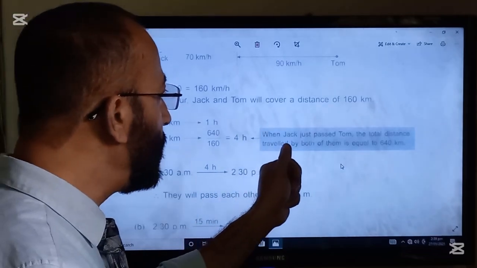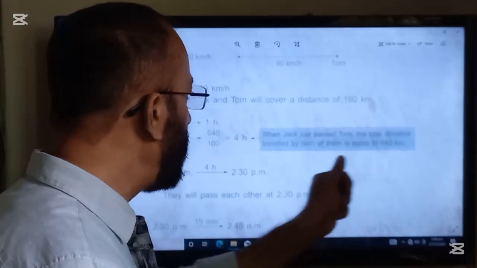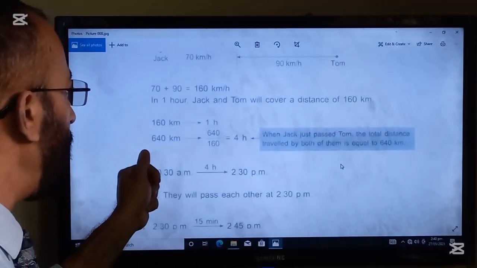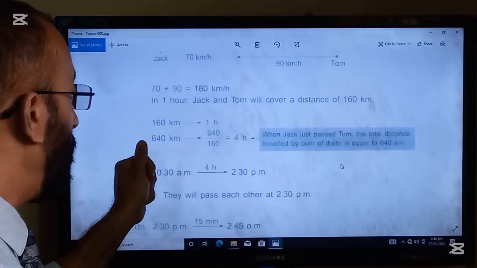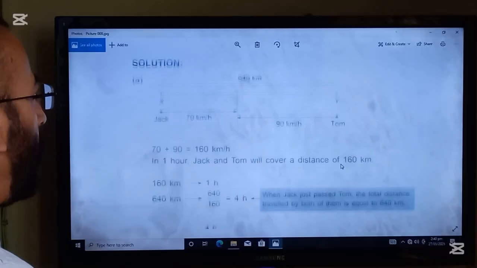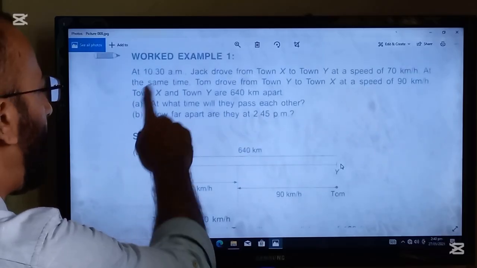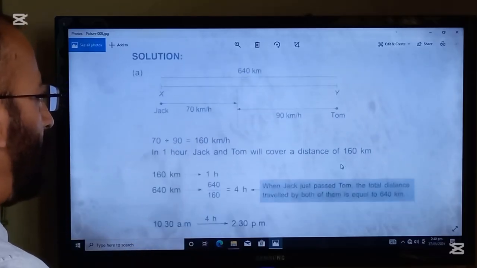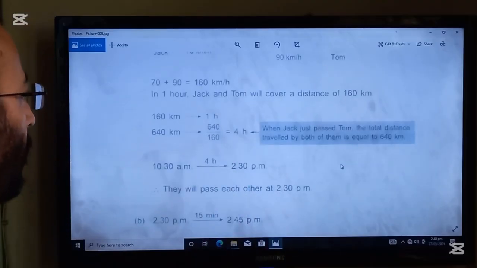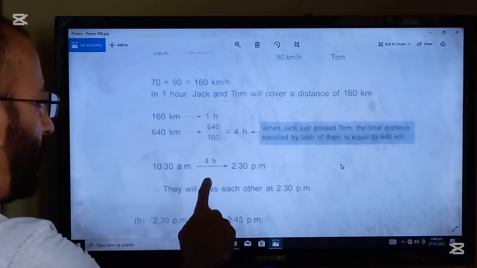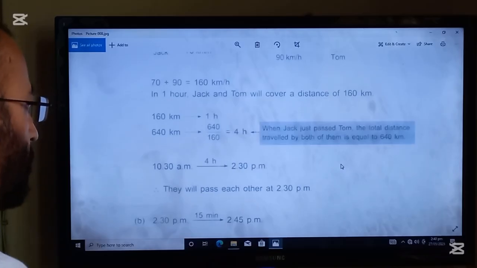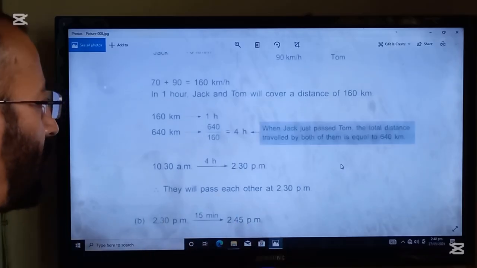Because when Jack just passed Tom, the total distance traveled by both of them is equal to 640 km. That's why we are going to find the time for 640 kilometers, that is 4 hours. Because both have started the journey at 10:30 a.m. and they pass each other after 4 hours. So after 10:30, after 4 hours, the time will become 2:30 p.m. So they will pass each other at 2:30 p.m.